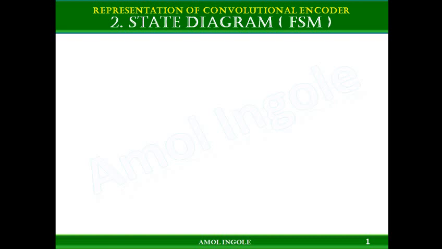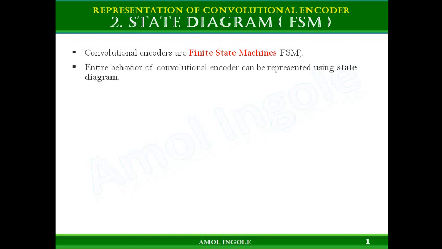In this video, I am going to explain the state diagram for a convolution encoder. The convolution encoders are finite state machines. The entire behavior of a convolutional encoder can be represented using a state diagram. So the state diagram is one more way of representing a convolutional encoder. We have already discussed the tree diagram, so this is the second way of representing a convolution encoder.